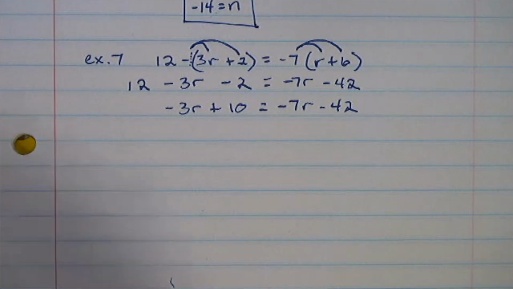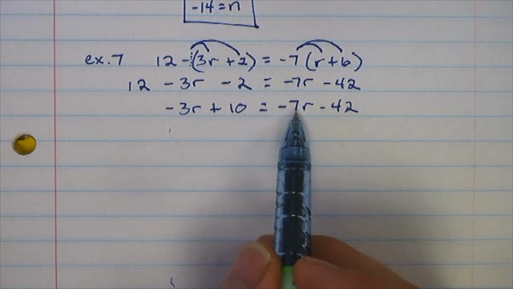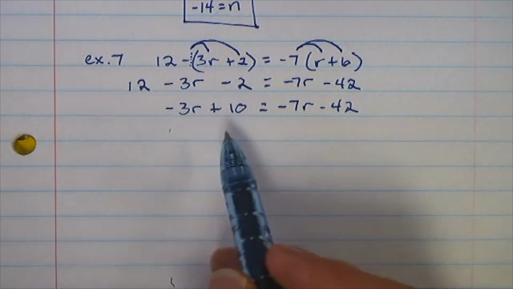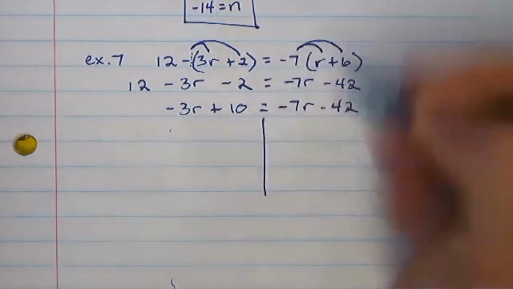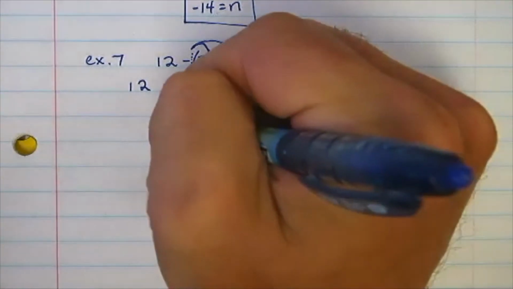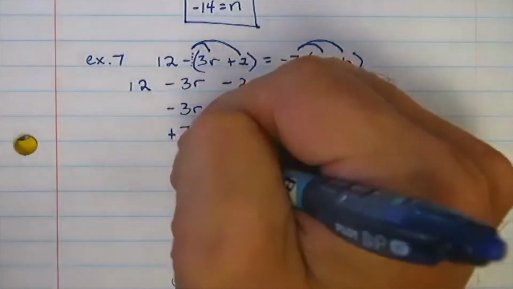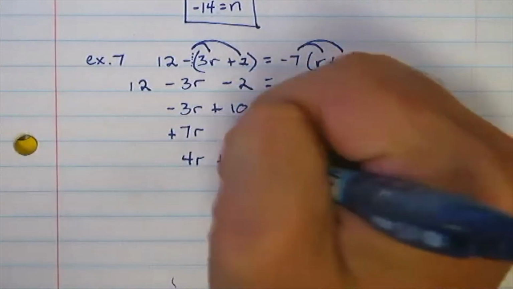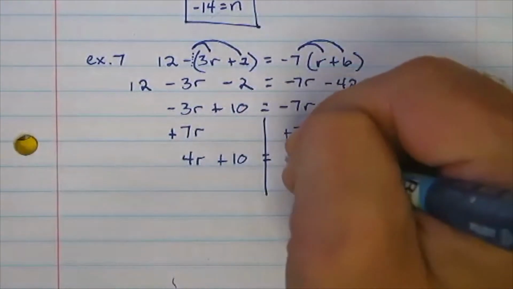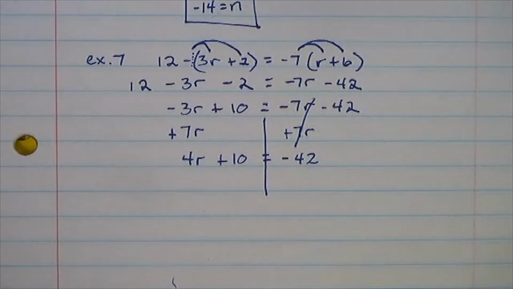And now I can start to think about moving things across. Again, I could move the 3 this way if I wanted to. That's going to give me a negative 4. Or I can move the 7 this way and I get a positive 4. Well, I always want to keep things positive at all costs, so we're going to do that. And it's got to be with its like term, so I'm going to put it over here. That gives me a positive 4r plus 10 equals negative 42, because those cancel. That was the whole point.